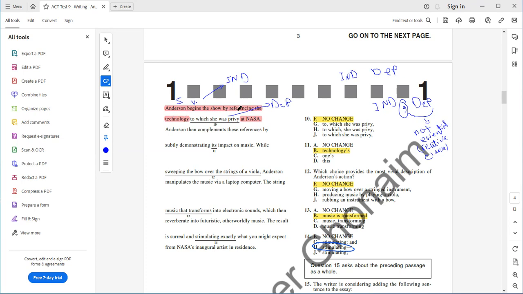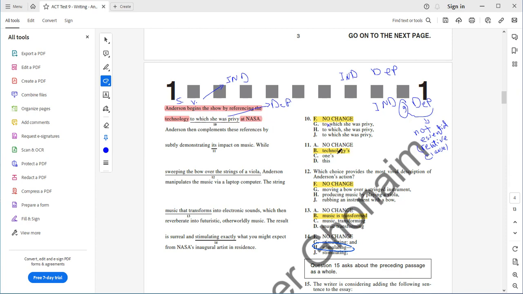Here, now we have to set the answer: begin the show by referencing the technology. I know that this is a kind of relative clause where we can put a comma here. The problem is that we don't have a comma. Can you see? We don't have a comma. Who's answering this? Engineer Omar, right? Yes. Can I put a comma after the preposition? No. Why? As we said, to what? This is a prepositional phrase right now. We need the object, so we can't separate it with a comma. This is wrong.